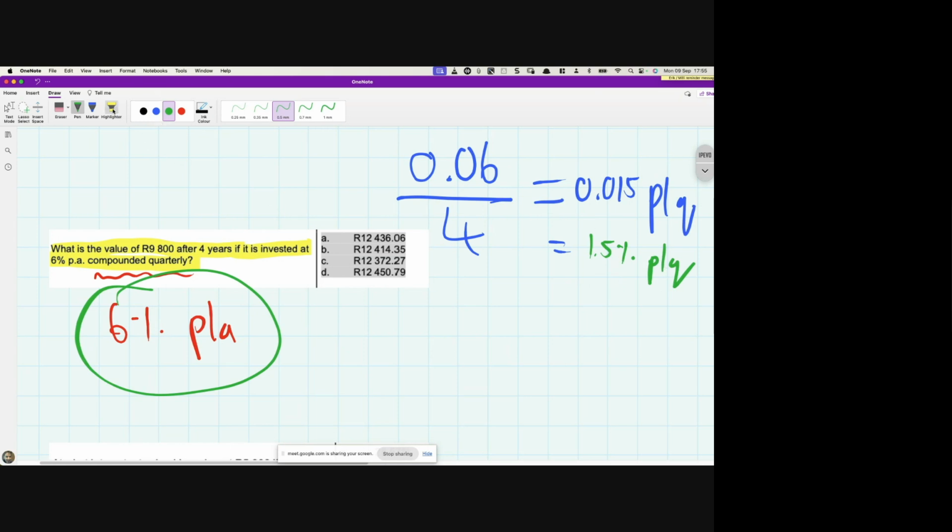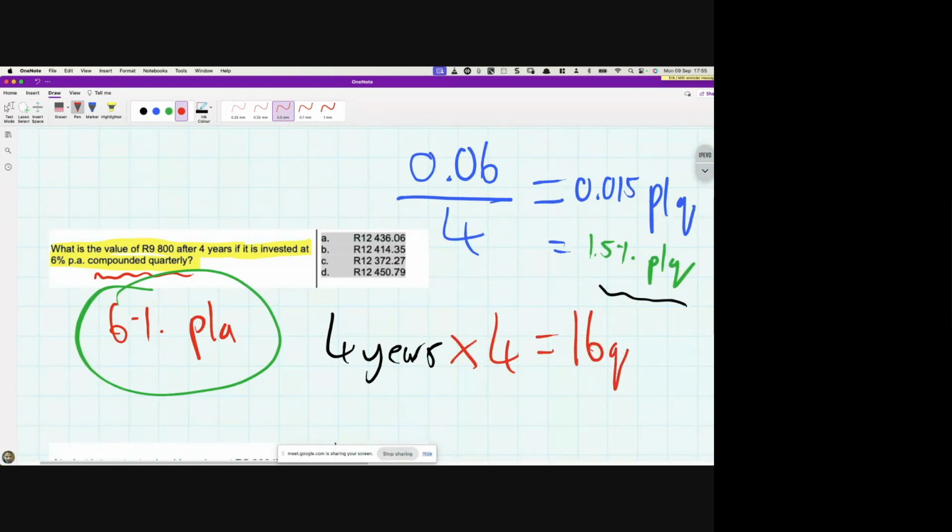All right, now, here's the thing. If my interest rate is per quarter, I don't want my time to be in years. How many quarters are there in 4 years? Well, we did this at the very beginning of the lesson, didn't we? If you've got 4 years and you want to change that to quarters, you go 4 times 4, which is 16 quarters.